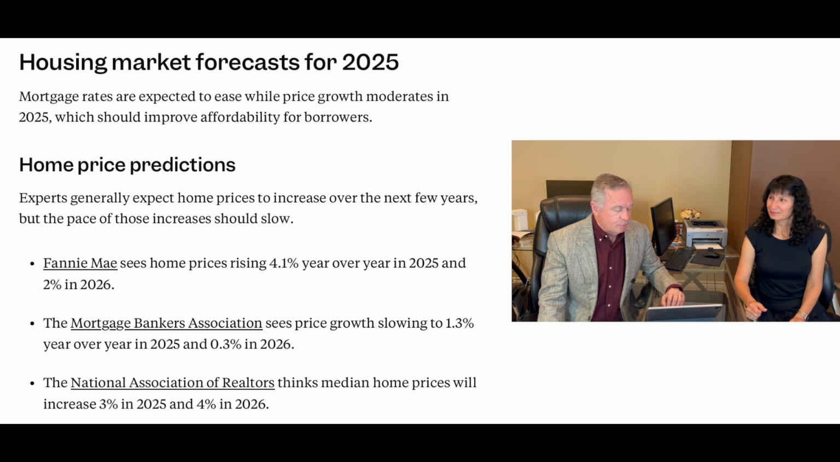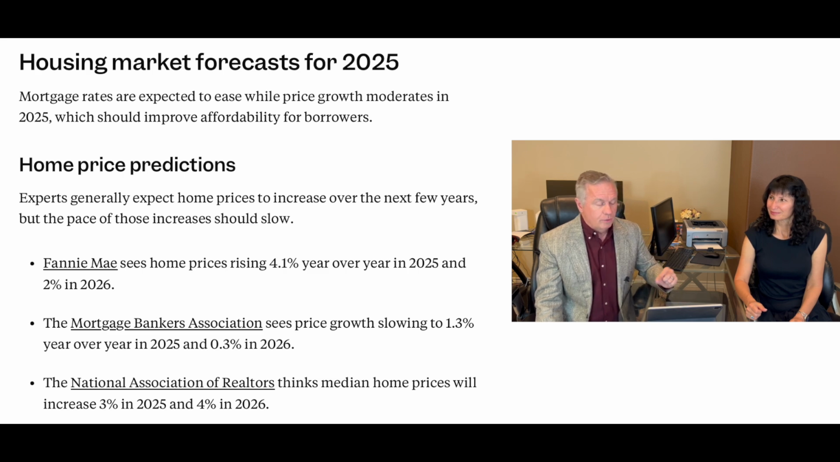Mortgage Bankers Association: price growth is slowing. They predicted more last year. Now they're saying only 1.3% appreciation in 2025 and 0.3% in 2026. Pretty soft market, right? And then NAR is saying an increase of 3% in 2025 and 4% in 2026. They're all guessing. Nobody knows.